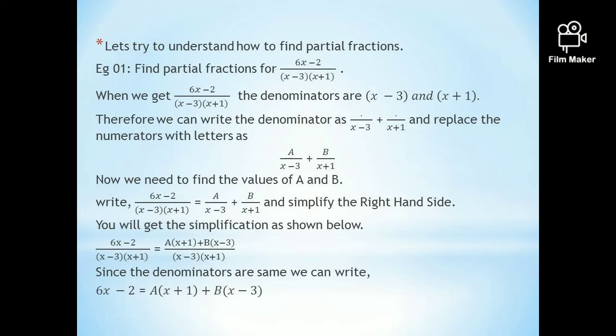Then you can see that in both fractions the denominators are the same, and these fractions are similar. If so, you can simply equate the numerators. Or, if you cannot remember all of this at once, you just cancel the denominator with the denominator. There you can write 6x minus 2 is equal to A times x plus 1 plus B times x minus 3.